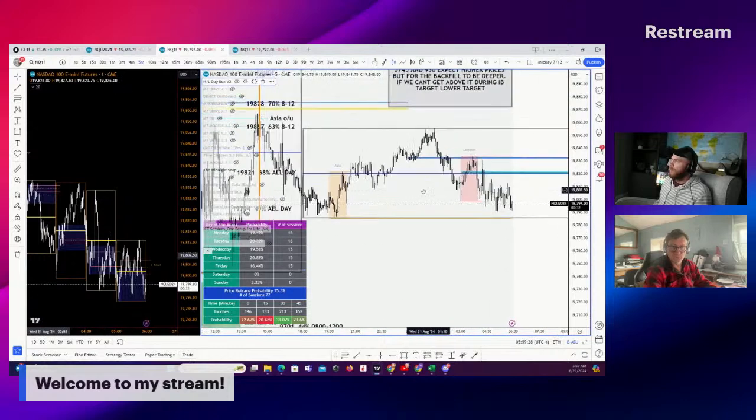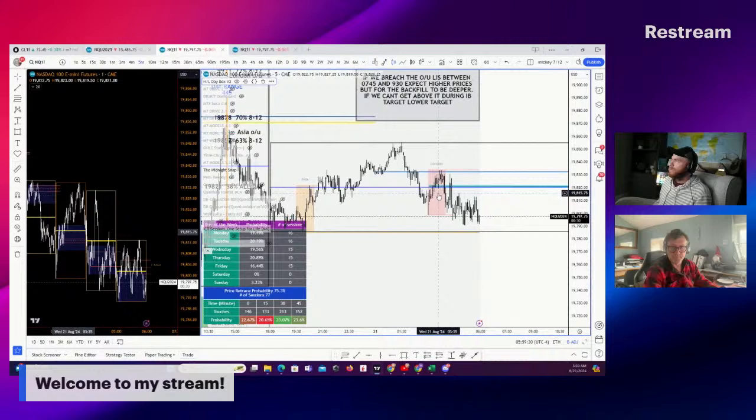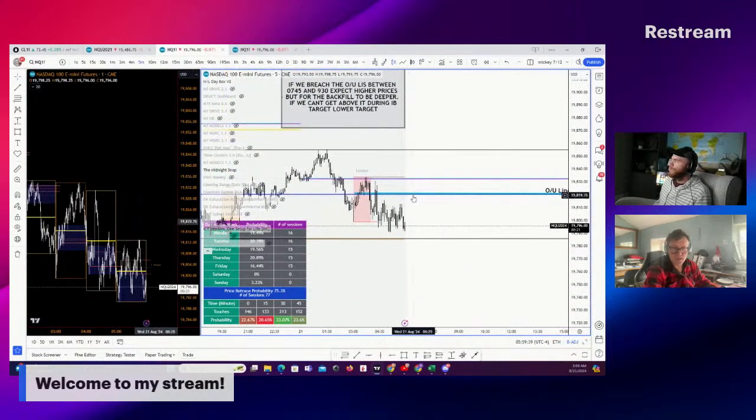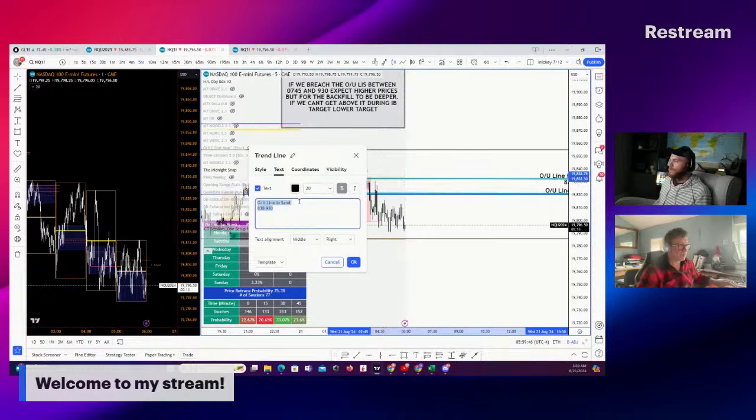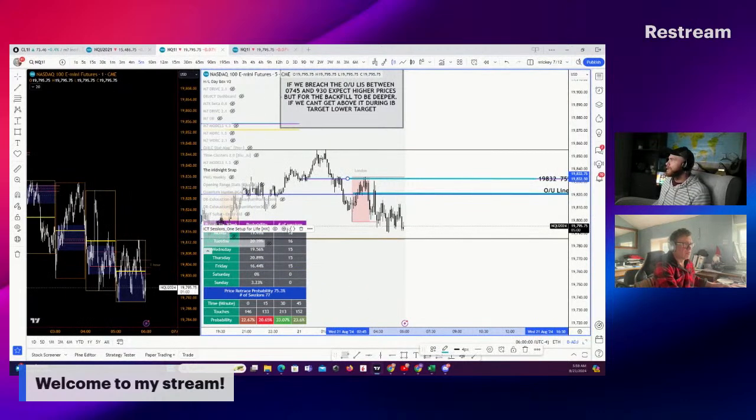All right, so right now we're going to do our time-based probabilities, right? And our time-based probabilities start with midnight. So we can see that there's a 75% probability that midnight gets retraced to between 8 and 12. So 19,832, 75%, and then we want to indicate 8 to 12. Do the same thing for 1800.